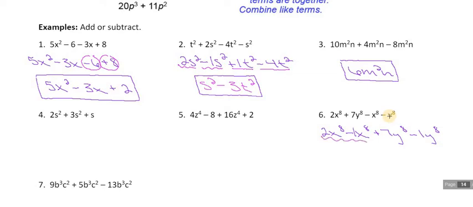Combining those like terms, 2x to the 8th minus 1x to the 8th is 1x to the 8th, or just x to the 8th. And then our 7y to the 8th minus 1y to the 8th is positive, so plus 6y to the 8th.